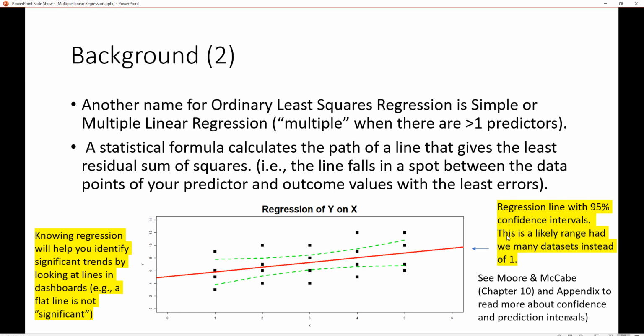In this regression line with a 95% confidence interval, that confidence interval represents the likely range had we many data sets instead of just one. So if we had many data sets, we might say that 95 out of 100 would have regression lines that fall between those two green lines.